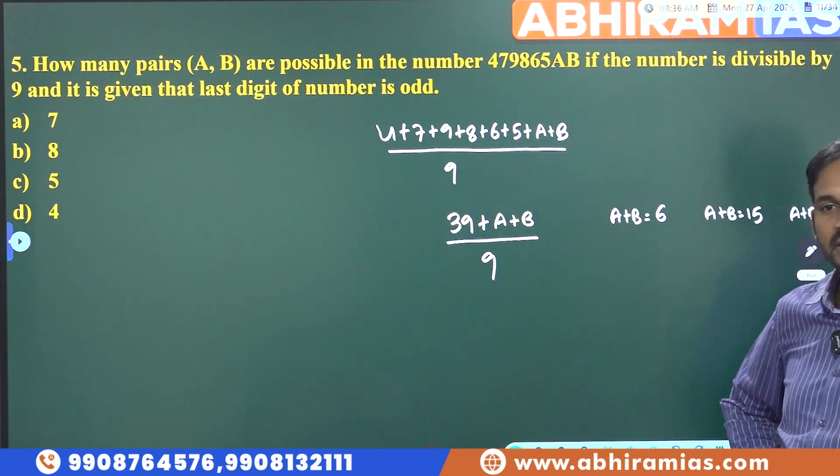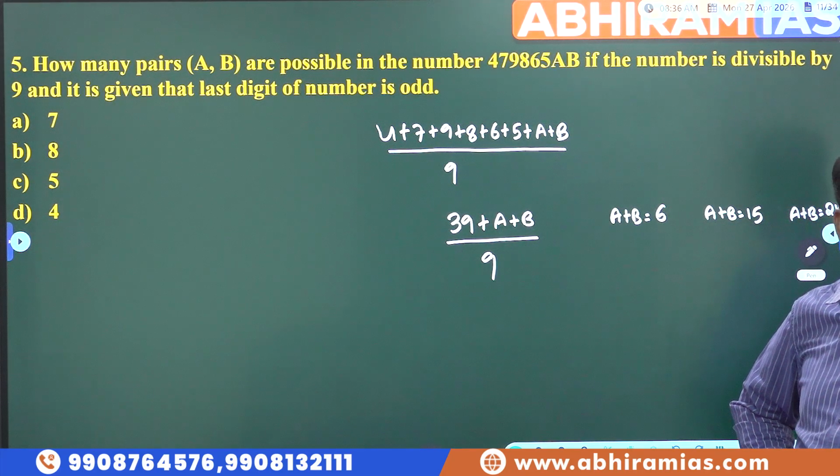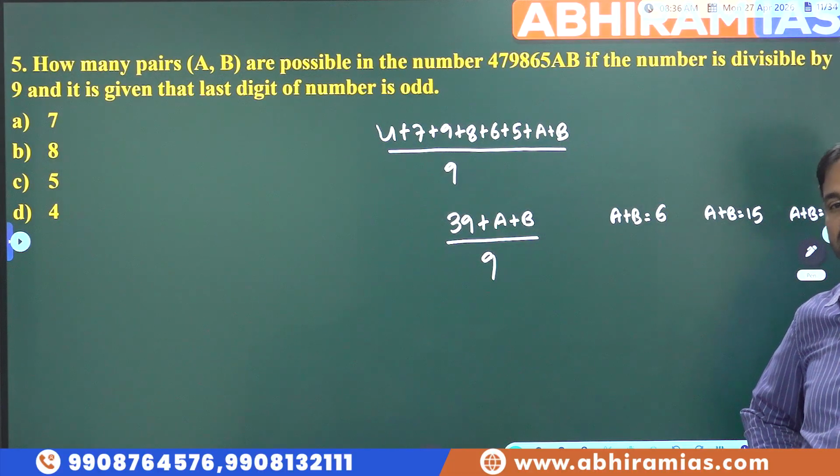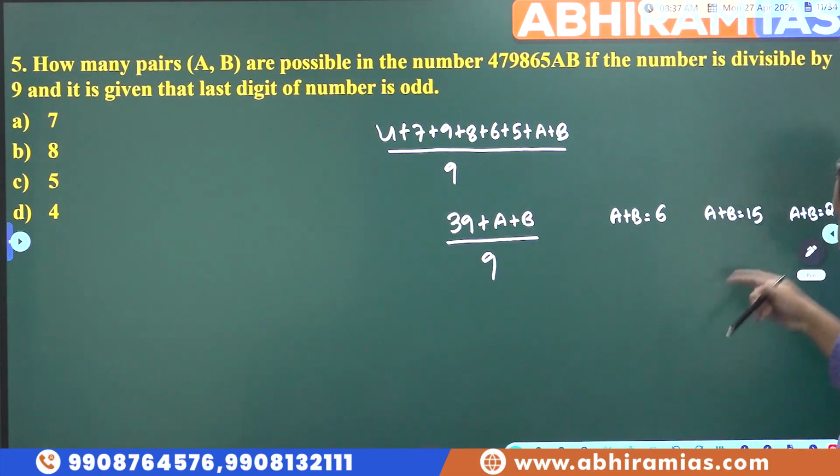హైయెస్ట్ సింగిల్ డిజిట్ నెంబర్ ఎంత? 9. సో 2 సింగిల్ డిజిట్ నెంబర్స్ హైయెస్ట్ సమ్ ఎంత ఉంటుంది? 18 ఉంటుంది. బట్ ఇక్కడ నాకు ఏమని రాసినాను? 24, విచ్ ఈస్ ప్రాక్టికల్లీ నాట్ పాసిబుల్. దట్ ఈస్ ద రీజన్ వీ కెనాట్ టేక్ దట్ పేర్ యాజ్ 24.